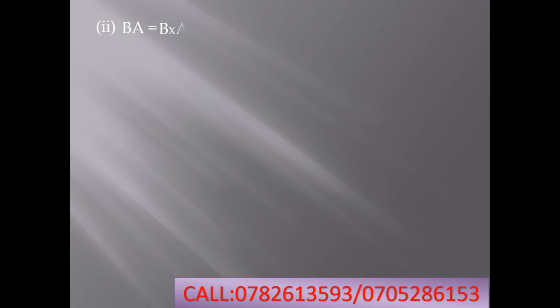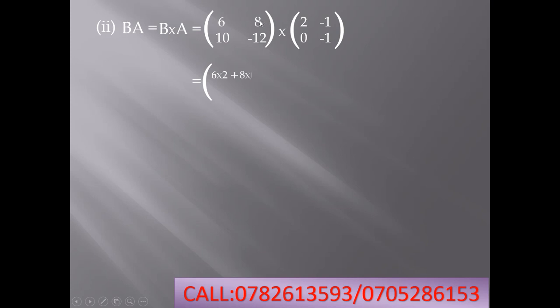So the second question, B times A, shall use the same approach. Put the matrix B, put the matrix A. Now we use the same principle. Let us retrace the steps we did in the previous question. We take this row into this column, first row, first column: 6 times 2 plus 8 times 0. Now I come to this row: 10 times 2 plus negative 12 times 0.